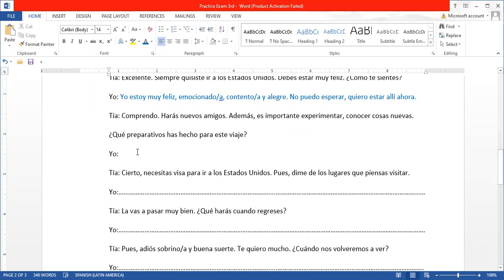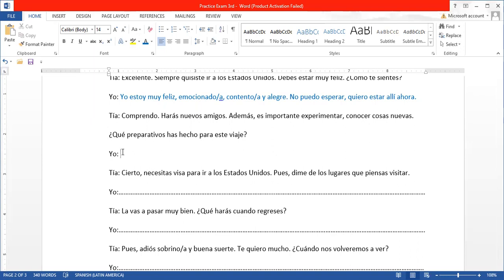Now, you are going to the United States. All right, muy bien. So what do you need to travel to any country? All right, and if you notice on your next sentence, you are seeing the word visa. So definitely you will have to include that one there. So ¿qué preparativos has hecho para este viaje? What type of preparation did you do?